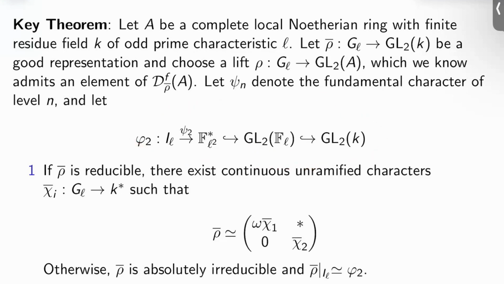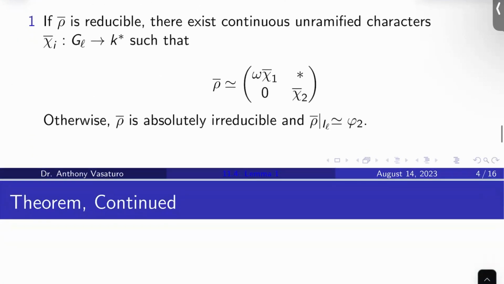Okay, and then three things are true. So first thing, if rho bar is reducible, there exist continuous unramified characters chi bar_i from G_L to K^* such that rho bar is isomorphic to omega, so this is the cyclotomic character, chi bar_1, star, 0, chi bar_2. Otherwise, rho bar is actually absolutely irreducible, and rho bar is inertially at L isomorphic to phi_2.